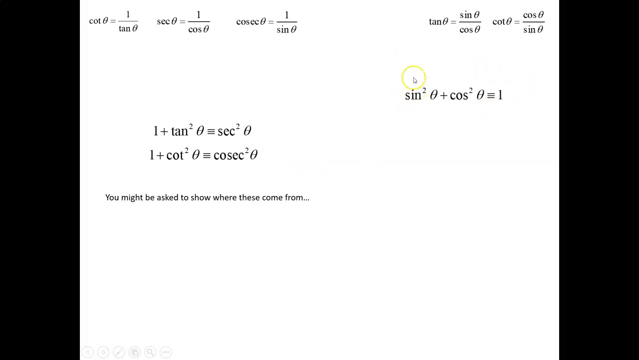So if we go back to our original Pythagorean identity, which is sine squared theta plus cos squared theta is identical to 1, then I could divide everything by cos squared theta. So that gives me sine squared theta over cos squared theta, that would be tan squared theta. Cos squared theta over cos squared theta, which is 1. And 1 over cos squared theta. 1 over cos theta is sec theta, so 1 over cos squared theta is sec squared theta.